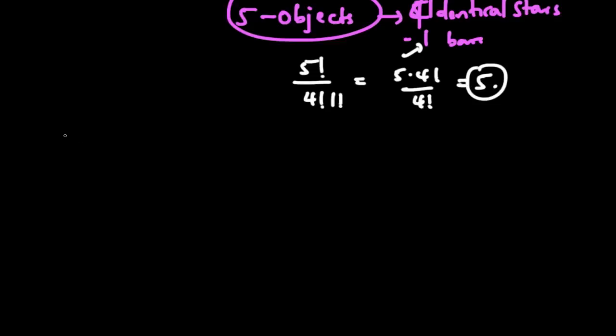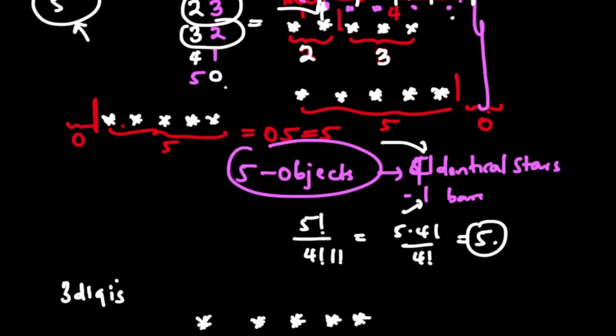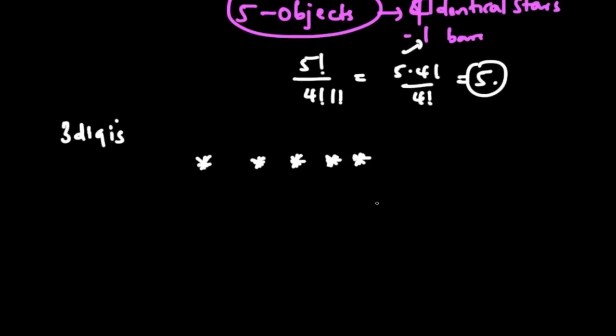Considering the 3 digits, so now you have 3 digits. Again, since the sum of the numbers must be 5, we know we're going to have 5 stars: 1, 2, 3, 4, and 5. But this time around we have 3 digits. So we do not need a single bar, but this time we need 2 separators to distinguish each of the 3 digits.